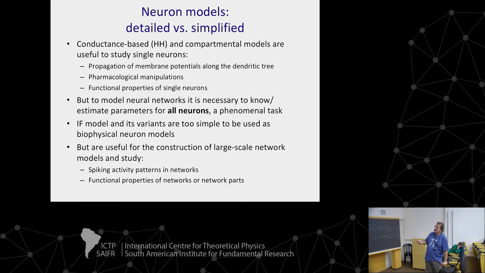But the simple models are still the choice if you want to construct large-scale models of the brain, so models with thousands or millions of cells, because they're really inexpensive to implement computationally. And they still capture some characteristics of the spiking activity of real cells.